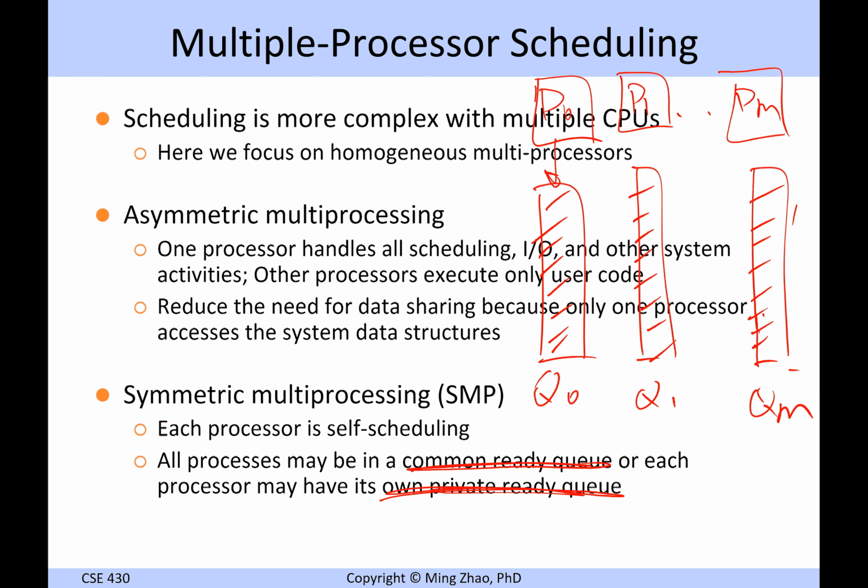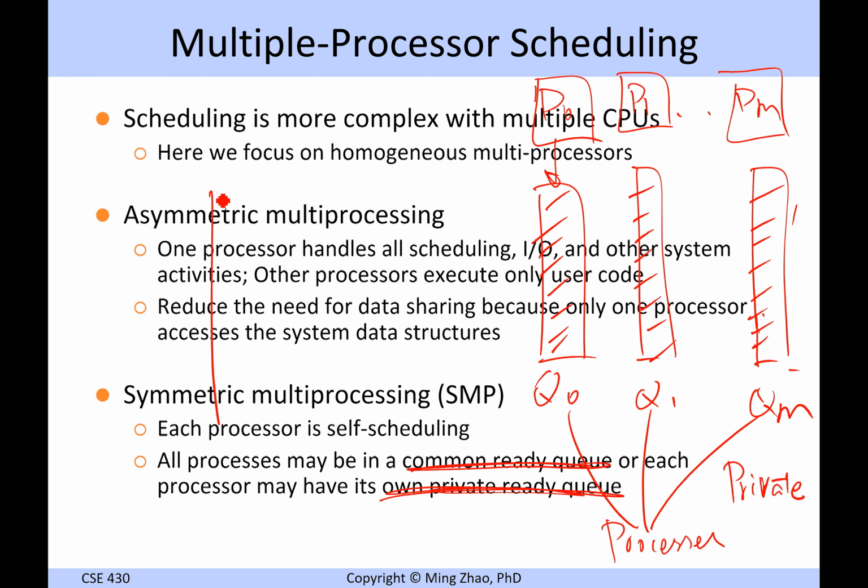So we will admit processes. When we admit processes, they will be assigned to different queues, and then they will be picked up by the processor that corresponds to the queue they are placed in. So this is a private queue approach.